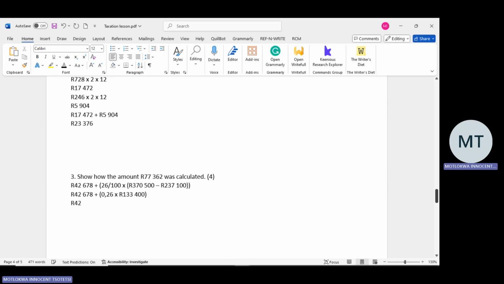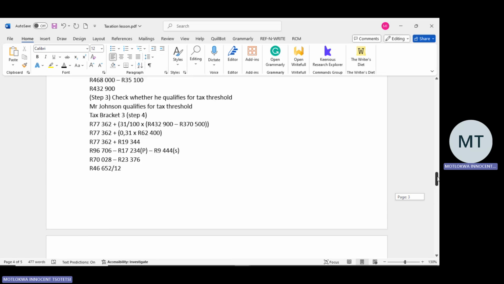Then we are going to bring down again the 42,678. Then we are going to say plus. Now we need to solve the bracket for the last time. So we say 0.26 multiplied by 133,400. It's going to give us 34,684. So we are going to add this amount, and it's going to give us 77,362. So as you can see, guys, we were able to find the amount of 77,362.